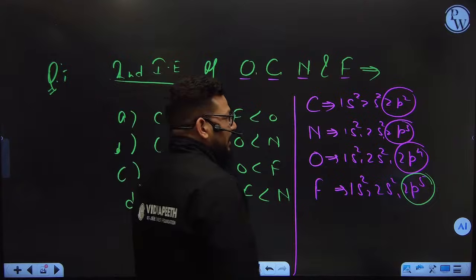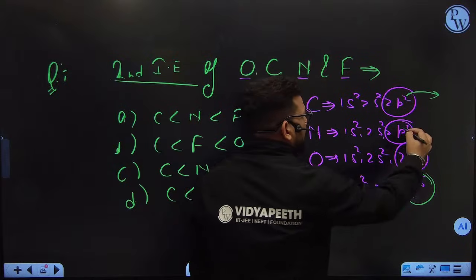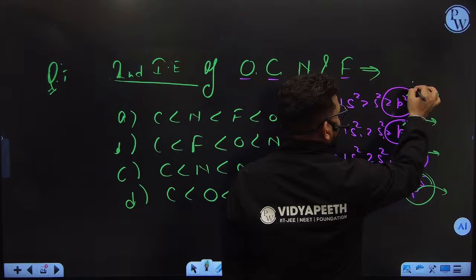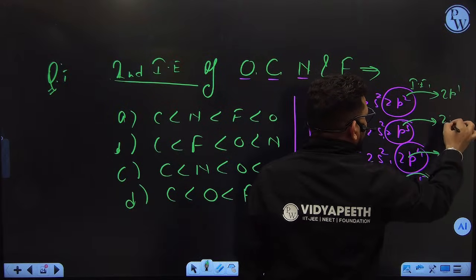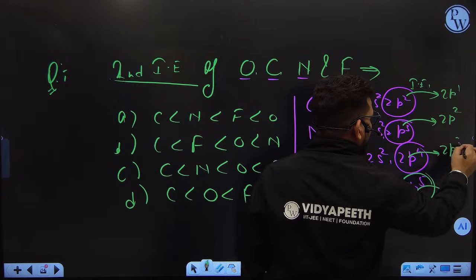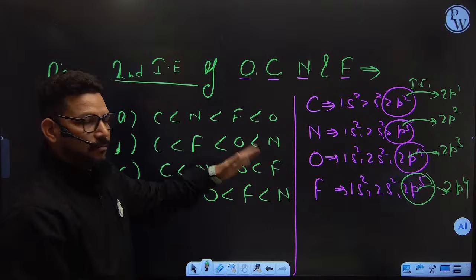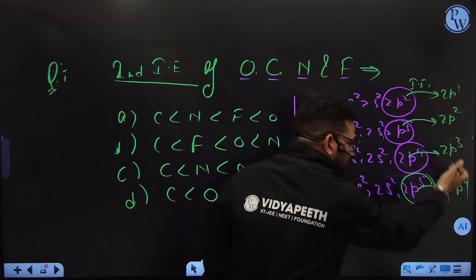So can you tell me one thing? When you apply the first ionization energy, what will happen? One electron is removed from each. So after getting ionization energy number 1, you get 2p1, 2p2, 2p3, and 2p4. Now sir, the answer is matched. Why sir? This is after IE1, this is going to happen.